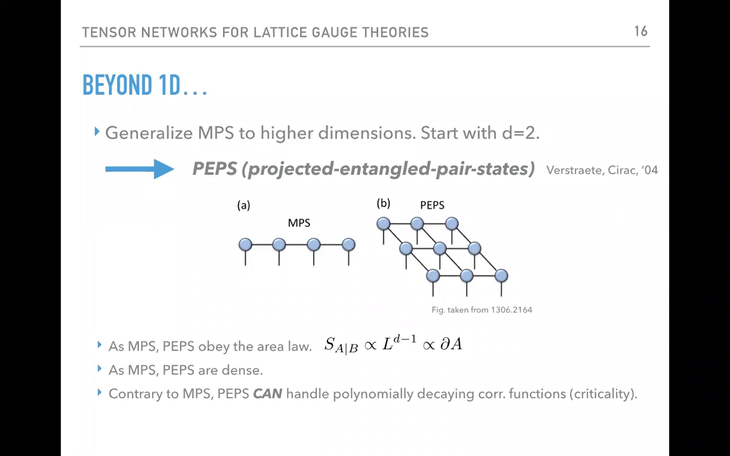And contrary to MPS, PEPS can do more. Namely, they can handle polynomially decaying correlation functions, which MPS cannot. The correlation functions in MPS are always exponentially decaying. And with PEPS, you can actually describe criticality.